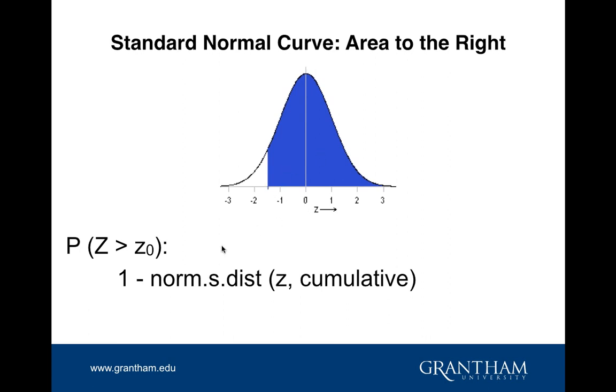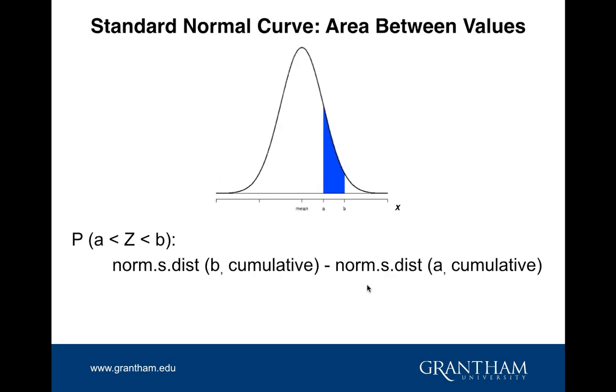Now, if we're trying to find that, we are going to apply the same formula that we used in the previous slide, but here we're going to take 1 minus that formula. Notice again that we're going to put in an S in the middle of the norm and the dist. This cumulative, in a minute we're going to show you an example. This cumulative is not what you will type. Instead, you're going to type true or false. But because we're trying to find an area, in all cases, we're going to write true. This cumulative, you will write true, T-R-U-E.